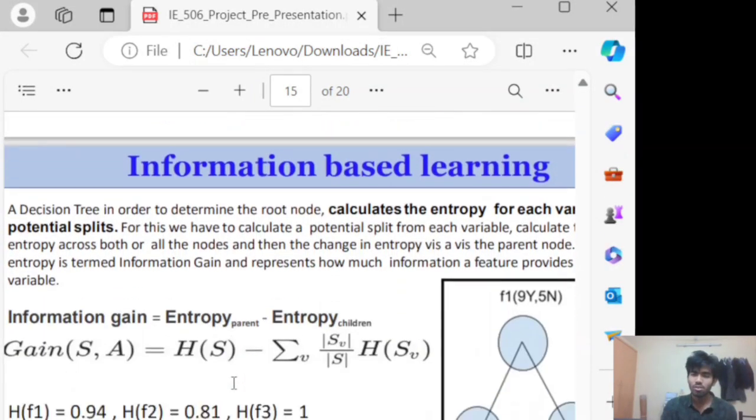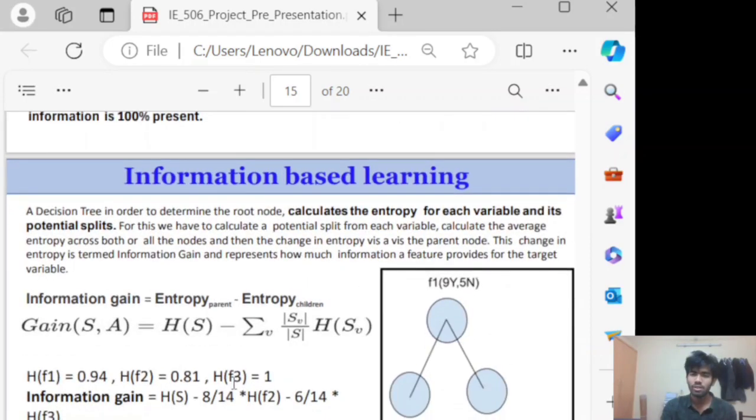Information based learning is also the same as entropy based learning, but the main difference is that in entropy based learning we calculate the entropy value at a particular node, but in information based learning we calculate the entropy for each variable and its potential splits, that is, across all the nodes. Here's an example. We have three nodes, f1, f2 and f3. Here f1 is the parent node, and these two are the children nodes. We can calculate it by using this formula. At first we calculate the entropy value at the particular nodes. For f1 it's 0.94 and then so on.